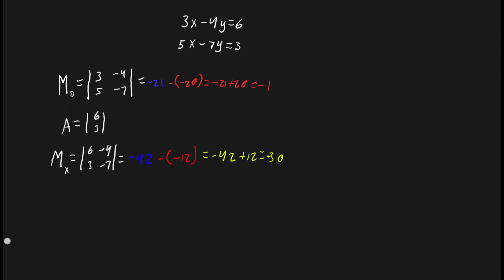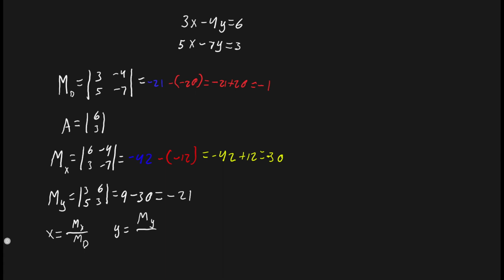Now, what we want to do is find our y, where we will get matrix of y is equal to 3, 5, and we're just going to replace our answer column with the y, and by doing so, we will get 6 and 3, where we just multiply 3 and 3, where we get 9, and 5 times 6, where we get -30. And with that, we get -21. And to find what our x and y values are, we want to set x equal to mx divided by md, and the same thing for y, where we get m of y divided by m of d.